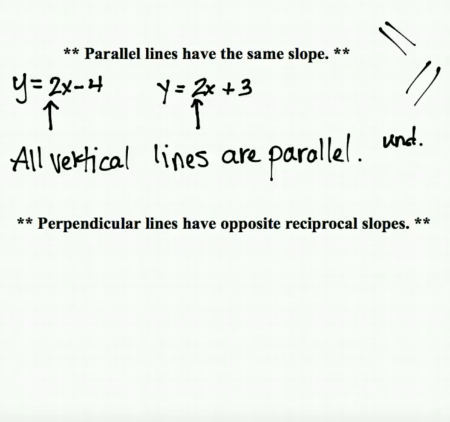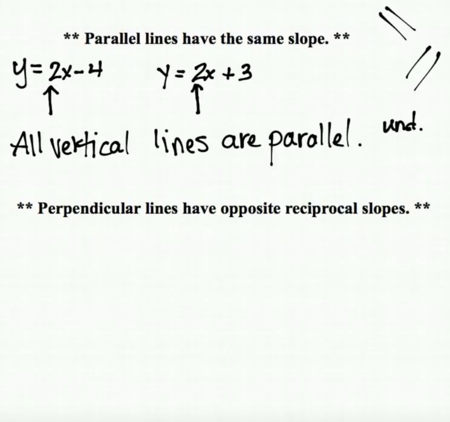And then perpendicular lines, that's our second relationship. Perpendicular lines are going to have opposite reciprocal slopes. Now, here's probably what you're thinking. Perpendicular means they make a right angle. Well, that doesn't mean you have to have a vertical and a horizontal line. We could have diagonal lines that form a right angle. So again, perpendicular lines, two lines that intersect to form a right angle, are going to have opposite reciprocal slopes. So let's talk about what that means.